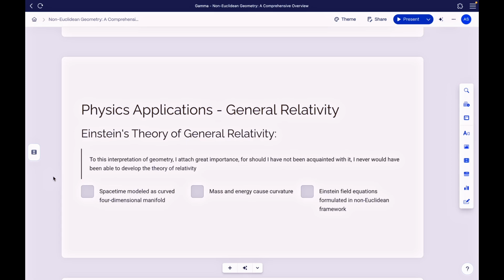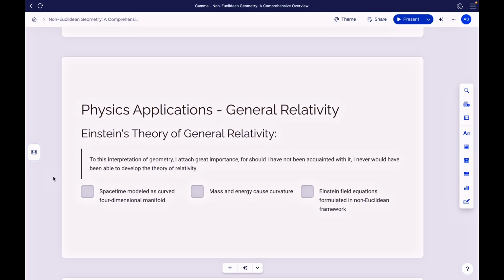Then mass and energy cause a curvature in the space-time, and the Einstein field equations are formulated in this same non-Euclidean framework, which was developed over 100 years before Einstein himself created this theorem. At least a few of them were.